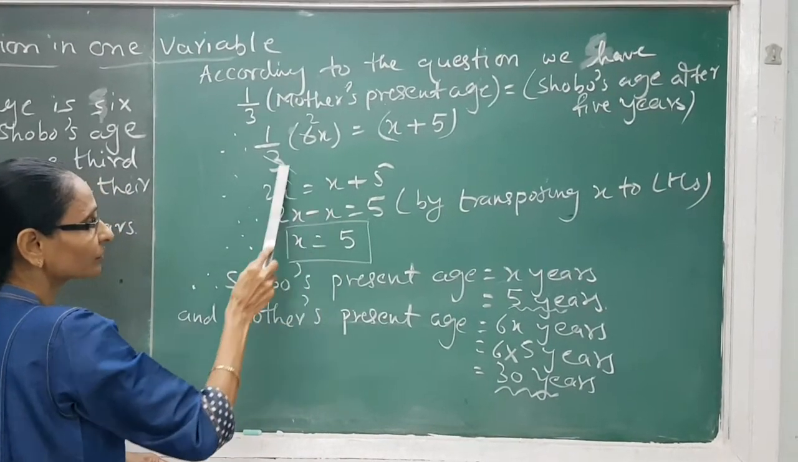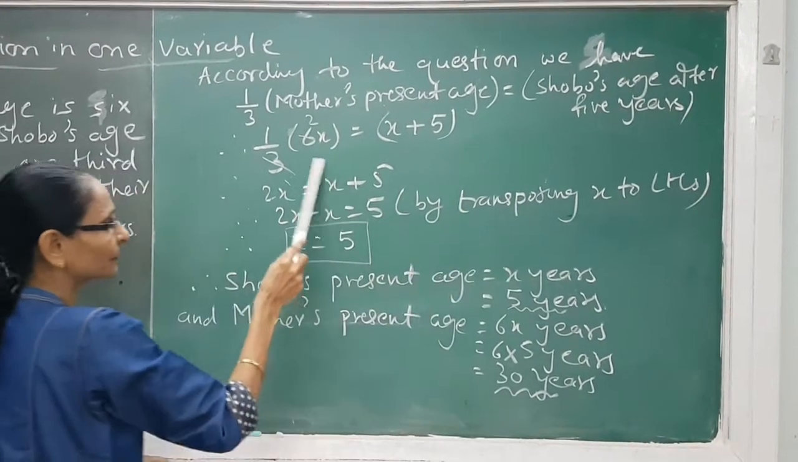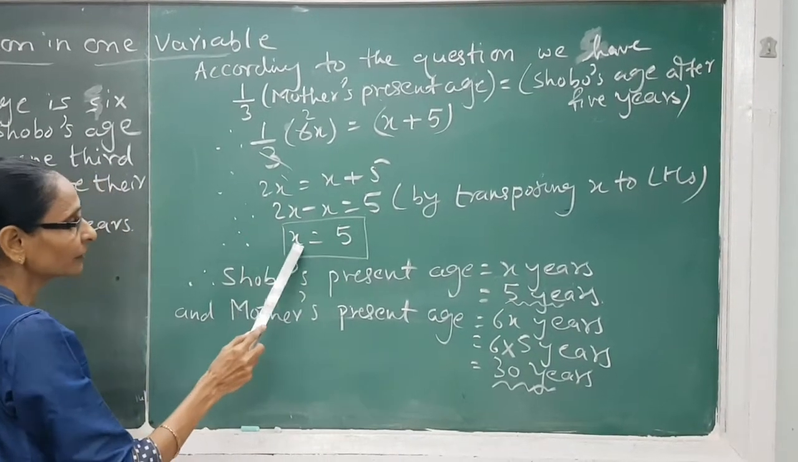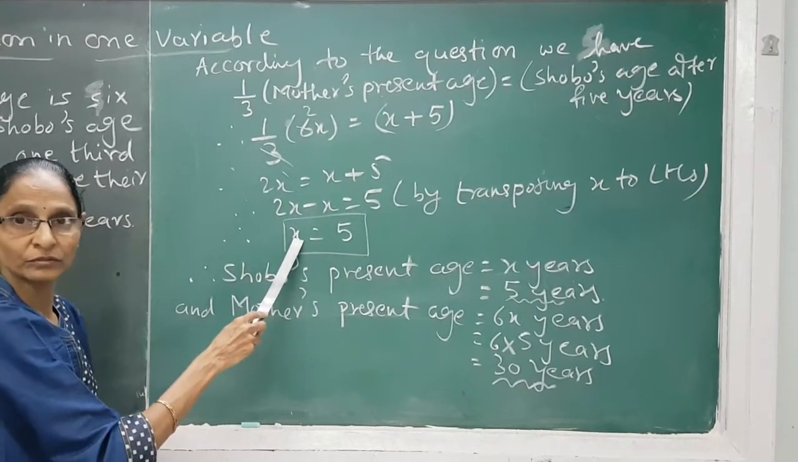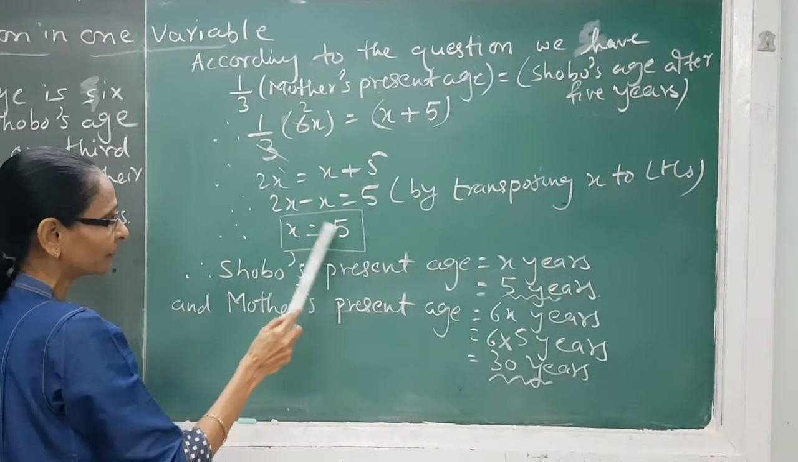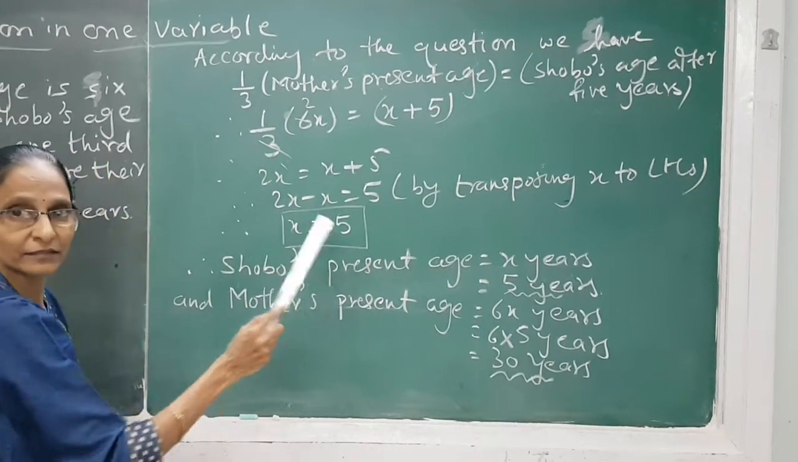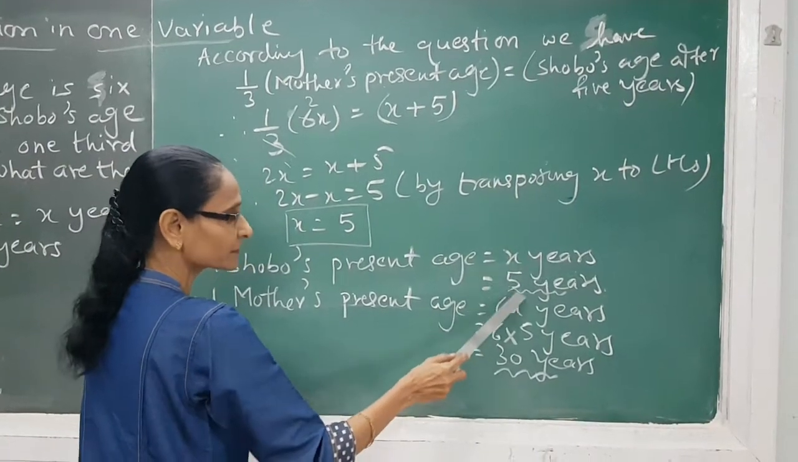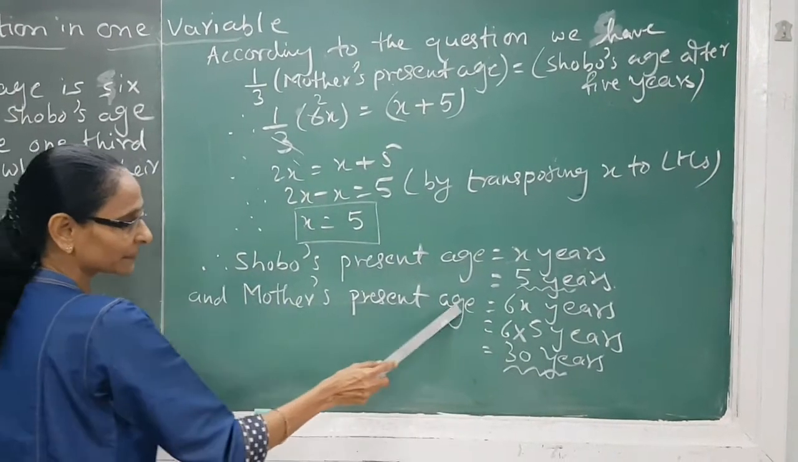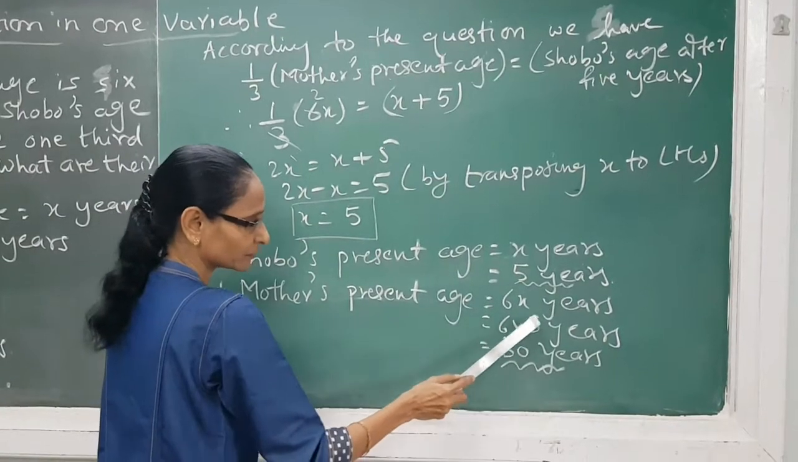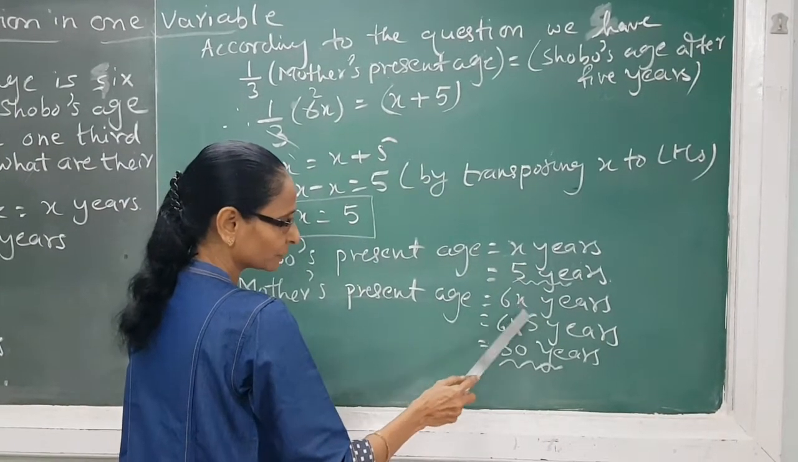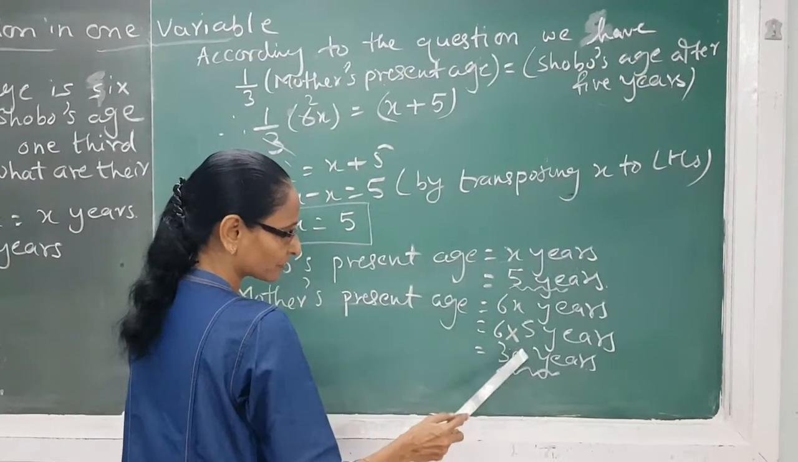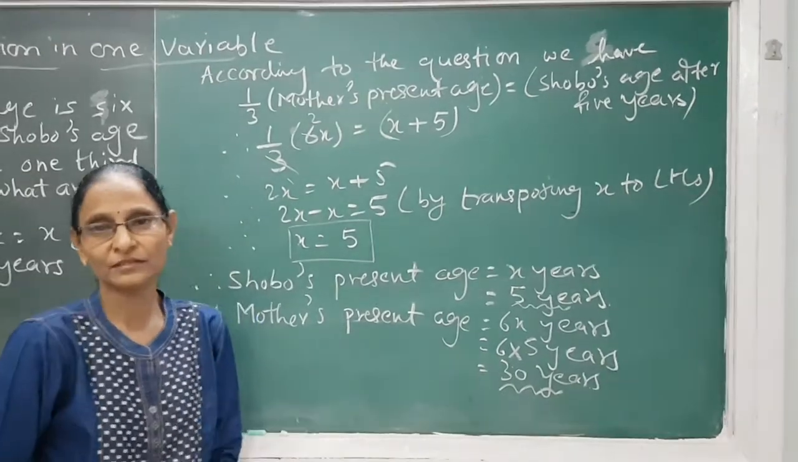Therefore 2x, now by transposing x to the LHS, I am changing the place. So 2x minus x is equal to 5. Therefore 2x minus x is x, and so the value of x is 5. Shobhu's present age is x years, and what is the value of x? 5 years. Mother's present age is 6x years, so 6 into 5, 5 being the value of x, 6 fives are 30. So 30 years. Shobhu's age is 5 years and mother's age is 30 years.